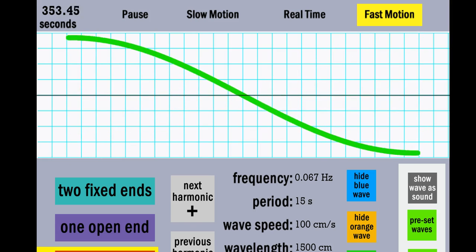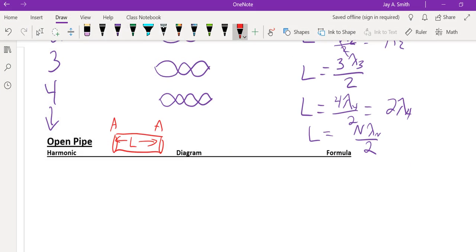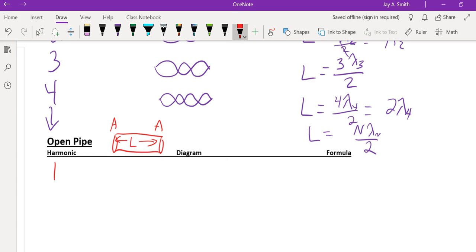So now let's go to the chart and see if we can figure out how this works on the chart. What we get is the first harmonic. The diagram looks like this. It's an antinode at each end. You might recognize that the left-hand side of this diagram is half of a segment, and the right-hand side is half of a segment. So really together, if you were to switch the sides, it would look like this.